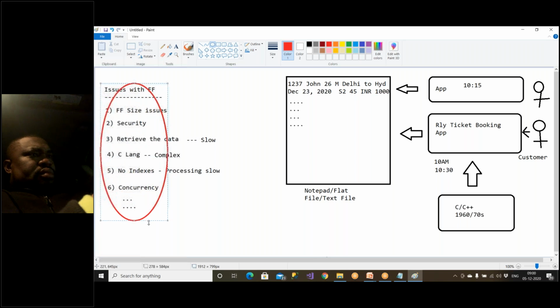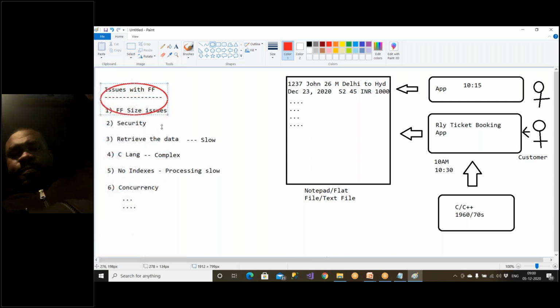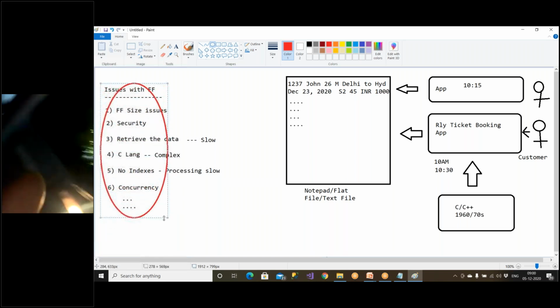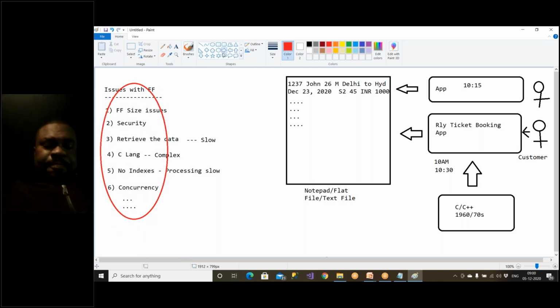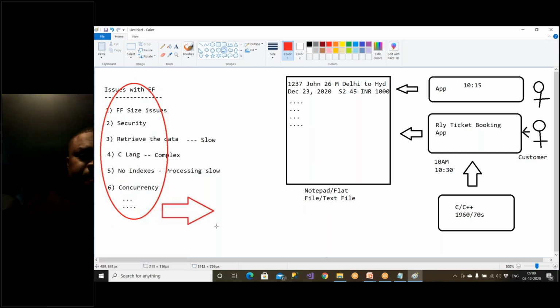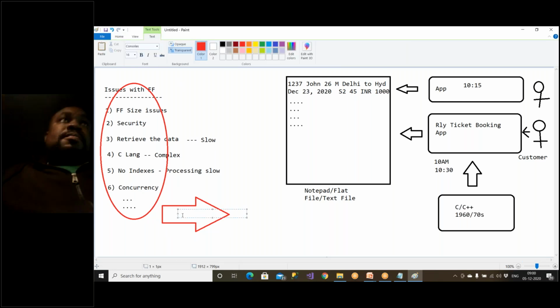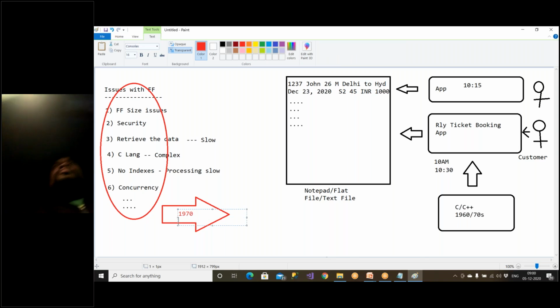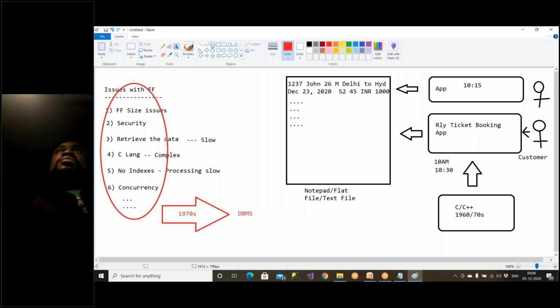Now they gave a beautiful solution to these problems. Clear? The beautiful solution came in 1970, at IBM. In the 1970s, what happened is there is a concept called database management system. The concept was released into the market.